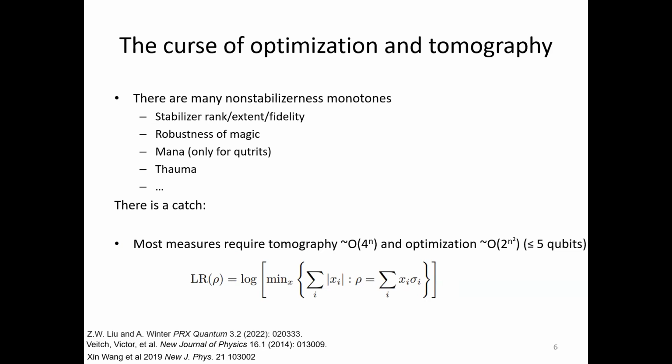And secondly, we also require an optimization program, which runs over the set of all Clifford states, which scales as 2 to the power n squared. So it becomes very large, even for a small number of qubits. And if you do it directly, the limit is normally 5 qubits. So this space is simply too large. It means it is very difficult to actually compute magic in a practical sense, both numerically as well as analytically. It's quite a challenge.